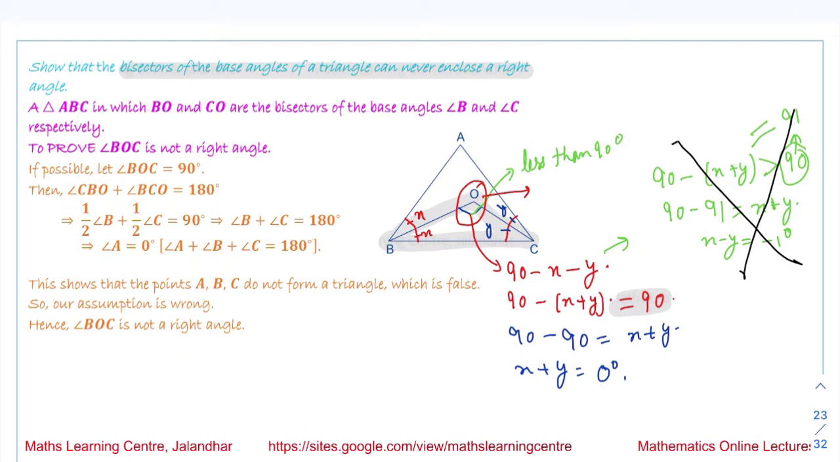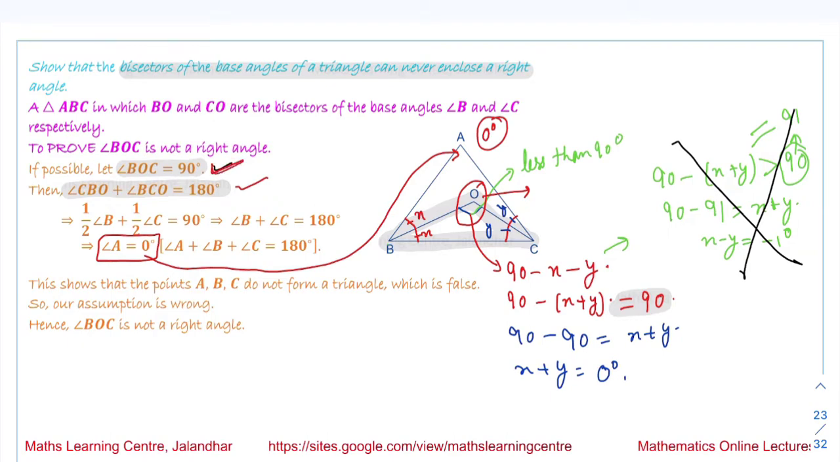We are saying that if possible, angle BOC is equal to 90 degrees, then angle CBO plus angle BCO will be 180, and what we will get is that angle A is 0 degrees. In this triangle, the angle A will become 0 degrees, and it cannot be true because if angle A is 0 degrees, then ABC will not form a triangle. So our assumption that angle BOC is equal to 90 degrees is wrong.